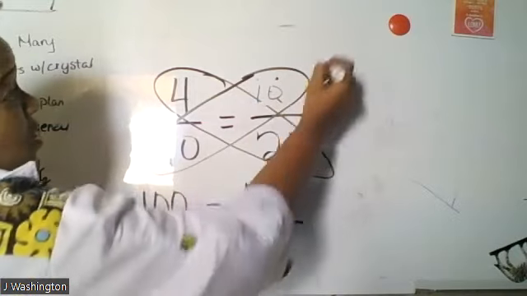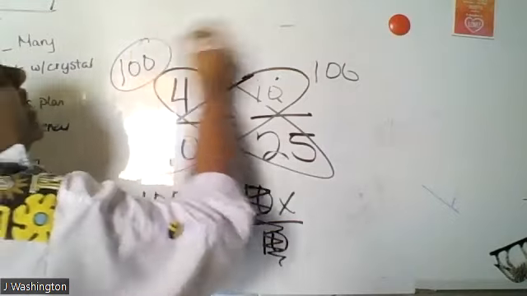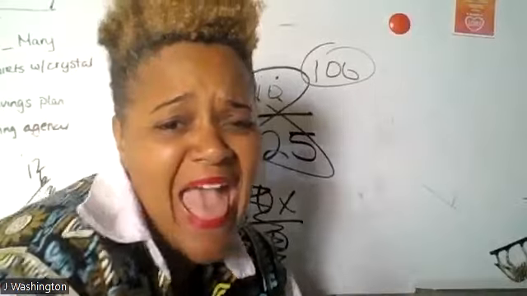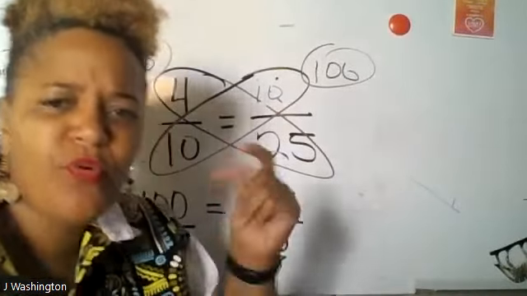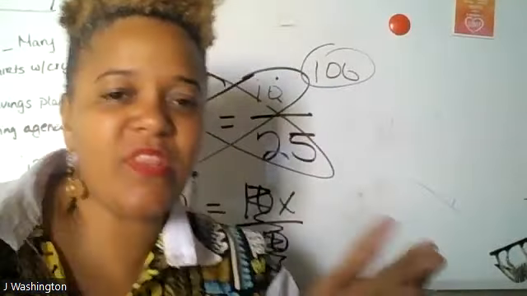In this case here, we put in 10. 10 times 10 is 100. 4 times 25 is 100. We have a proportional relationship. Oh, I've got a proportional relationship. All right, that's what we're doing. That's what we're working on.